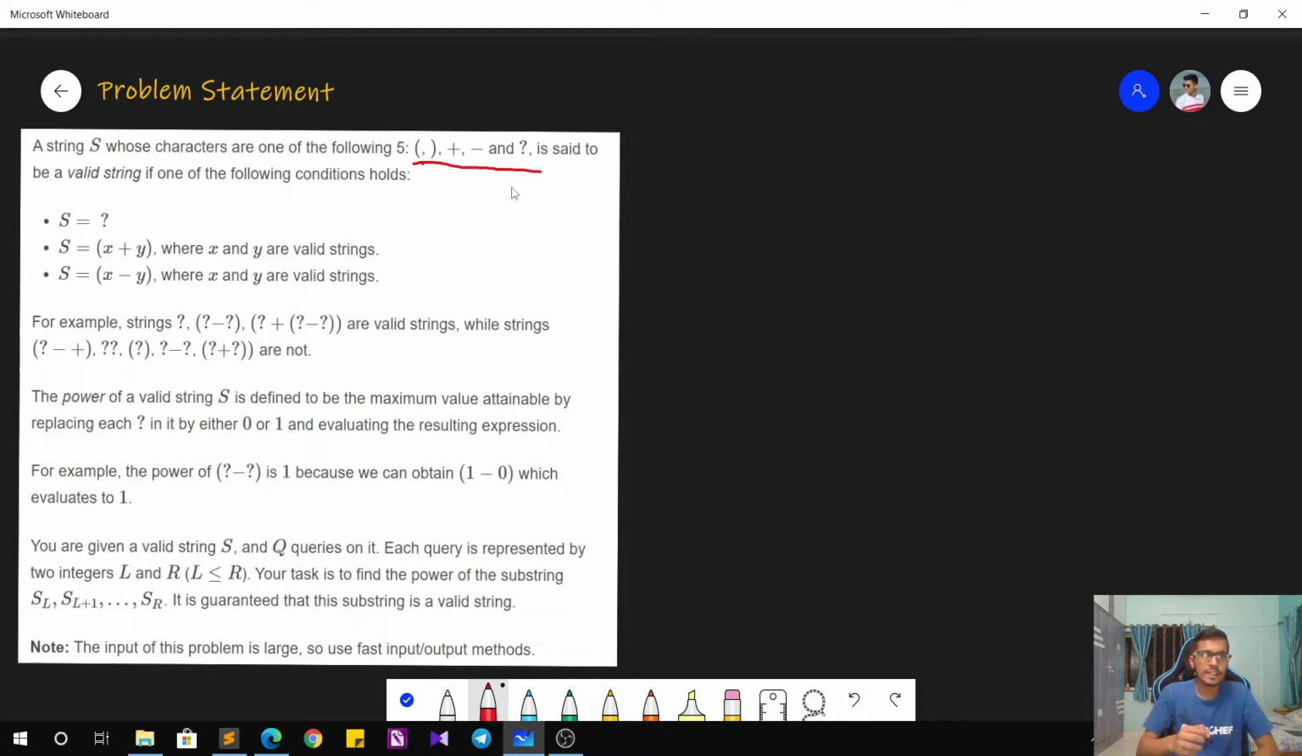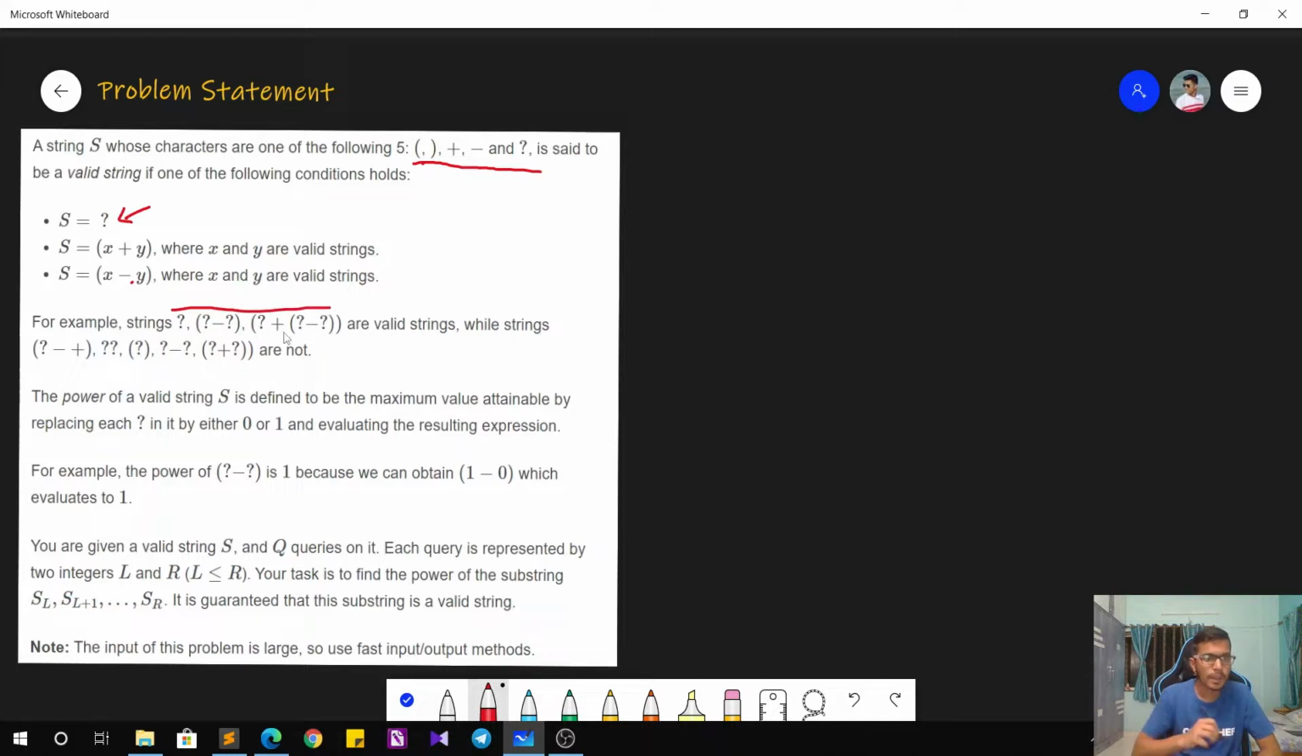So what is a valid string? A valid string consists of either a single question mark, or it consists of two valid strings that are appended using a plus symbol or using a minus symbol. Okay, so X plus Y or X minus Y, where X itself is another valid string. It could be as complex as possible. So some examples of valid strings are given over here.